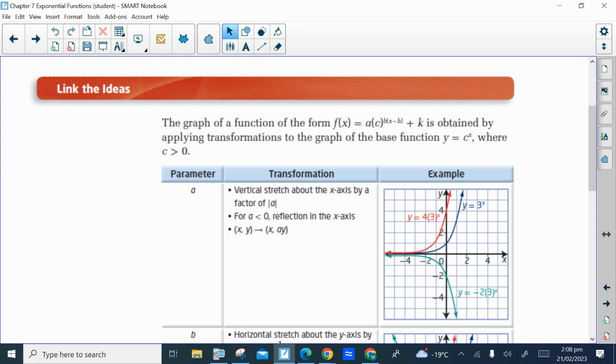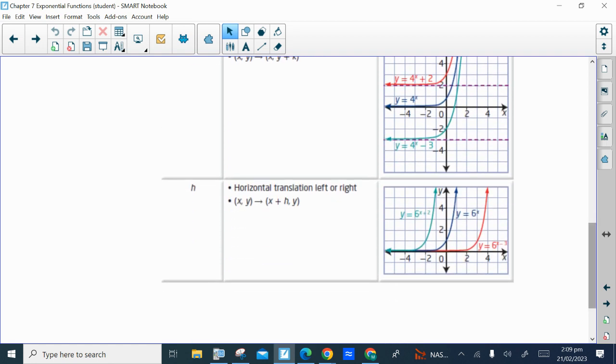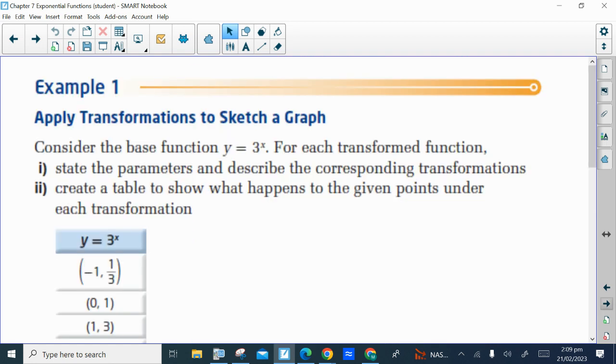Whatever happens to the x happens to the bx and the x minus h. Again, the x minus h is in the exponent because that's where the x is. And the value of h is the opposite of what it appears to be. It shifts the graph left and right because the general equation has x minus h in it. And then the value of k is after the b bracket x minus h. It's separate from it. That's why it's not an exponent, and that shifts the graph up and down. Okay, so same principles that we used before when we dealt with transformations.